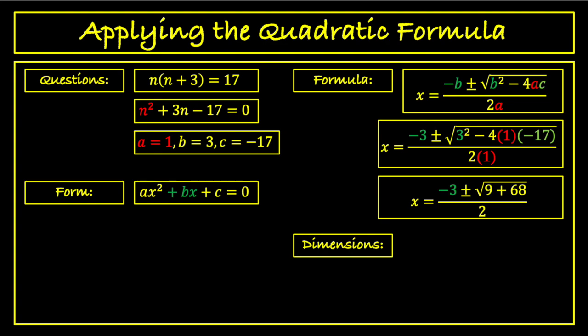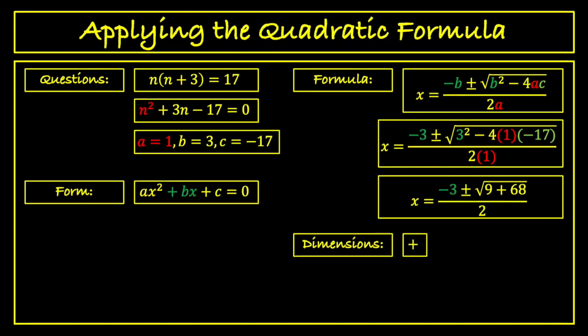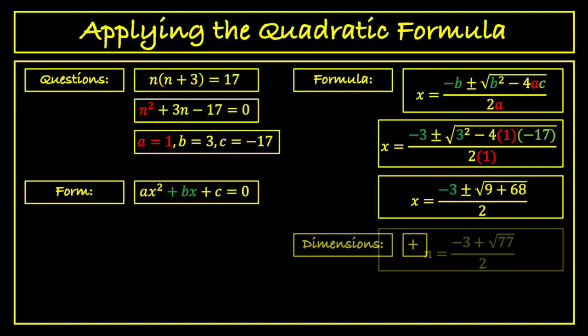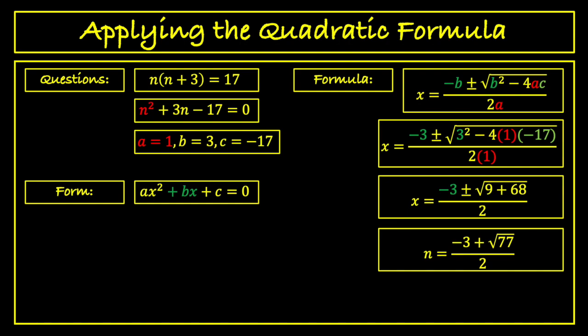However, since the question is asking about a dimension, which must be positive, we can eliminate the option of negative 3 minus the square root of 77 over 2, as it provides us with a negative answer. This means that our sides are negative 3 plus the square root of 77 over 2, and 3 plus brackets negative 3 plus the square root of 77 over 2, since one of the sides is n plus 3, which provides us with the second side of 3 plus the square root of 77 over 2.